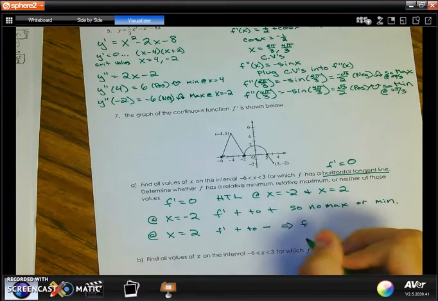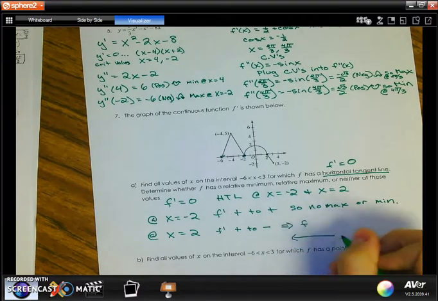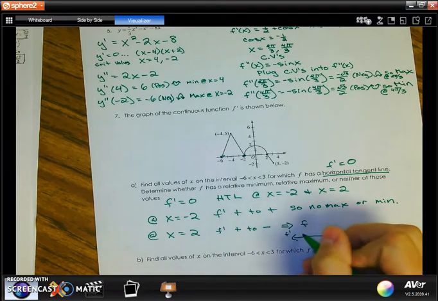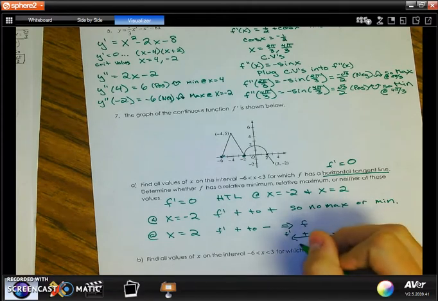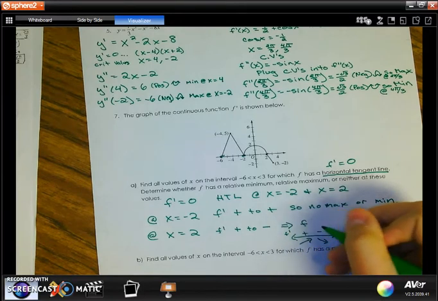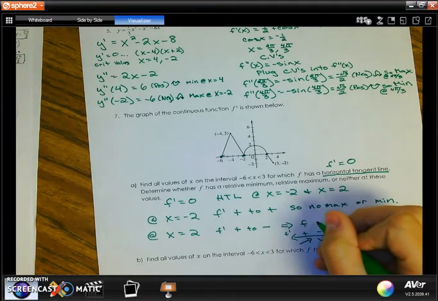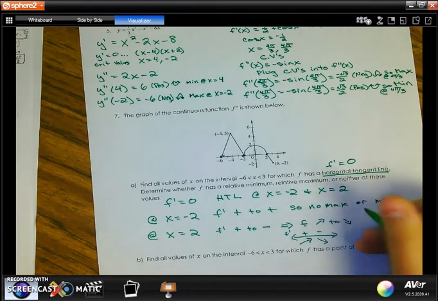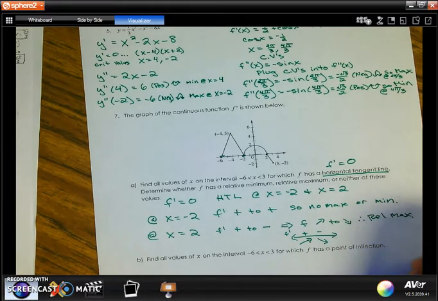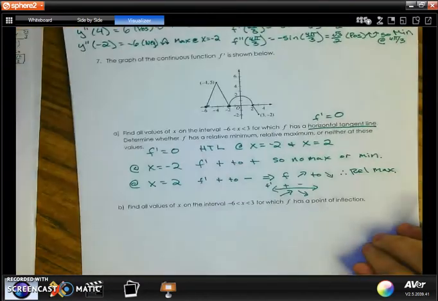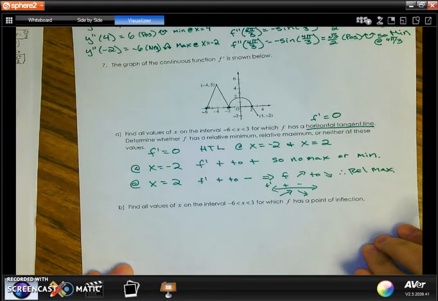Think about what a sign chart would be. If you were just picturing a sign chart, if your derivative went from positive to negative, that would imply that your function is going from increasing to decreasing. So that tells you that f goes from increasing to decreasing, and if you go from increasing to decreasing, that means there is a relative maximum there. Perfect.